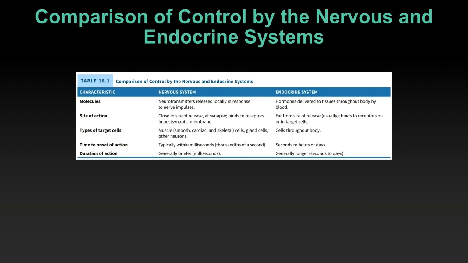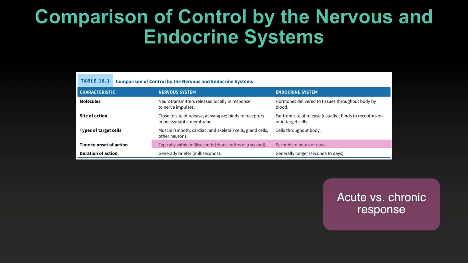The differences are shown here briefly. In your textbook, you can review this table, but I think the most important of these are in the timing and the types of responses. So, nervous signals are the early warning signals. They are quick. They are generally short-lived. They're potent signals that don't last long.